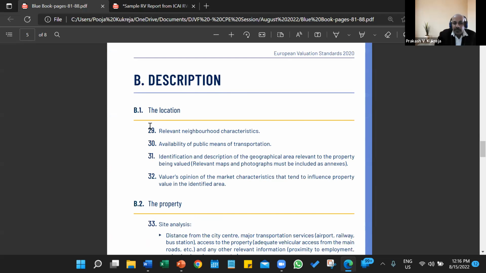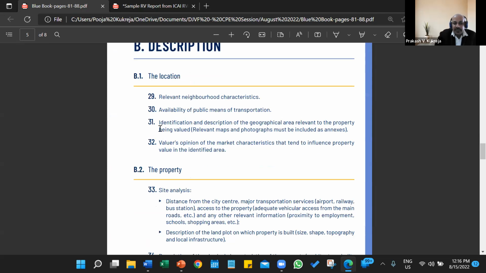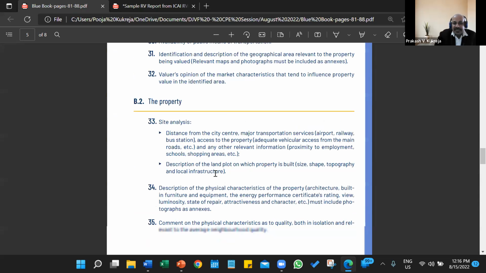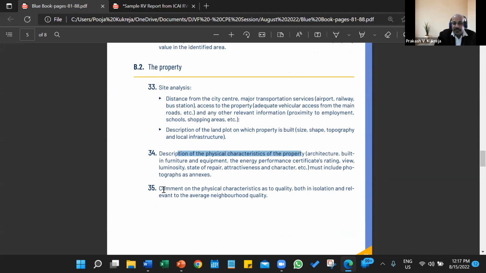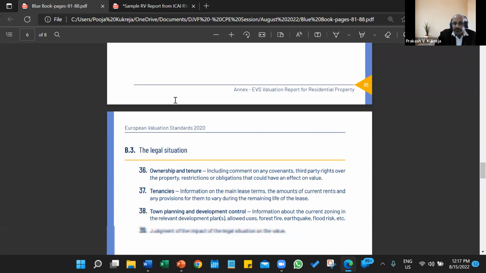Description, the location. Now more about that specific property and surroundings, right? Location, then the property, site analysis, description of the physical characteristics of the property, architecture, built-in furniture, equipment, and so on. Comment on physical characteristics as to the quality, both in isolation and relative to average neighborhood quality. This is the point where Aniket sir was referring to a factory that is not in the condition it was described a month ago; all these things will get captured over here. The legal situation, very, very important.